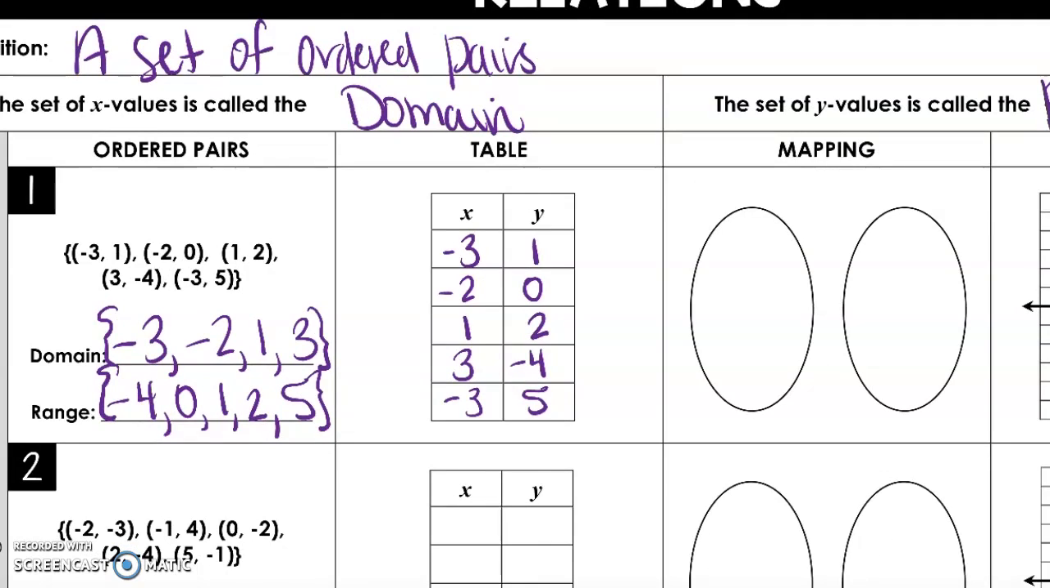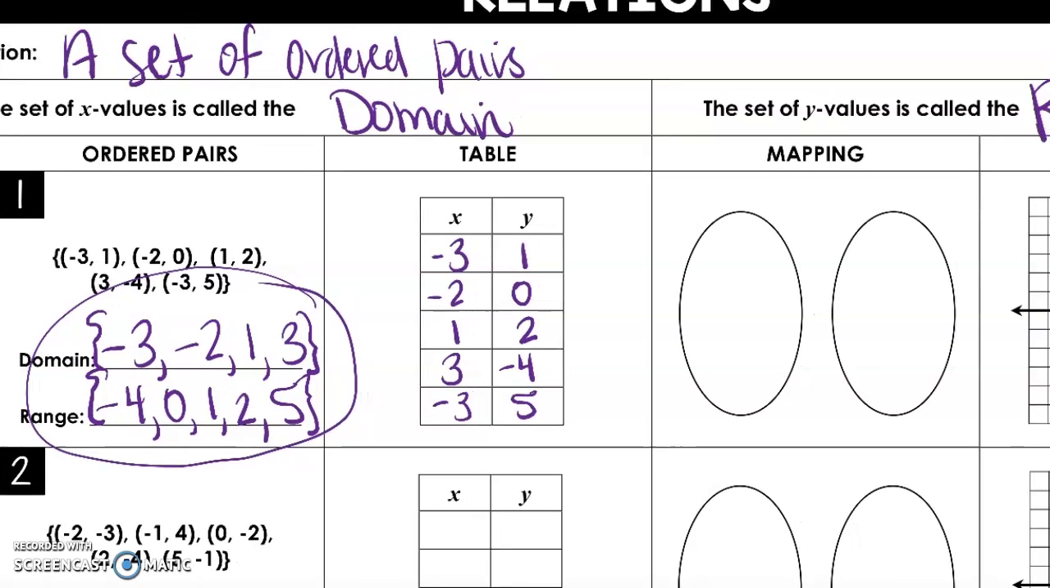For the mapping, you're going to go back to your domain and range and put them in that order down the oval. So -3, -2, 1, and 3 go in the left one. So your x values, your domain, go in the left, and then your y values or your range go in the right. -4, 0, 1, 2, and 5. And then what you do is you draw arrows to how they match. So you can either look back at your ordered pairs or look at your table.